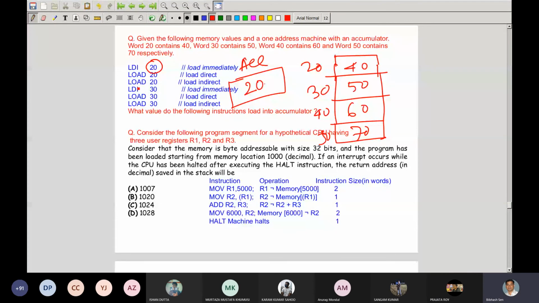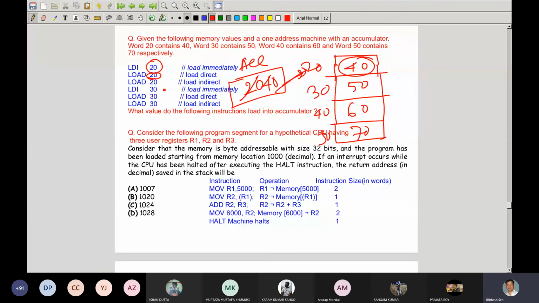Now load 20. Go to location 20, and you find 40. So 20 will be overridden with 40. Is it clear? Yes, sir.